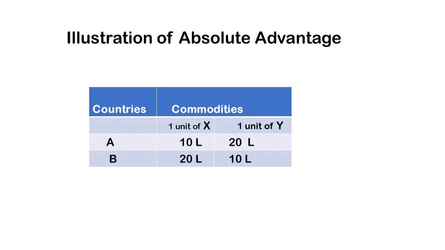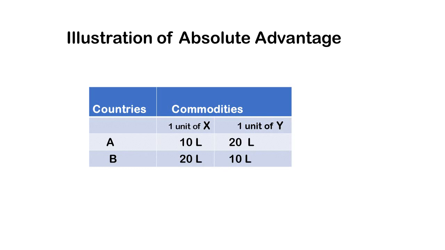Let us use a hypothetical example to illustrate absolute advantage theory. Let us assume that there are only two countries, A and B, and we consider the case of only two commodities, X and Y. As shown in the table, for producing commodity X, nation A requires 10 units of labor and nation B requires 20 units of labor. And for the production of commodity Y, nation A requires 20 units of labor and nation B requires 10 units of labor.